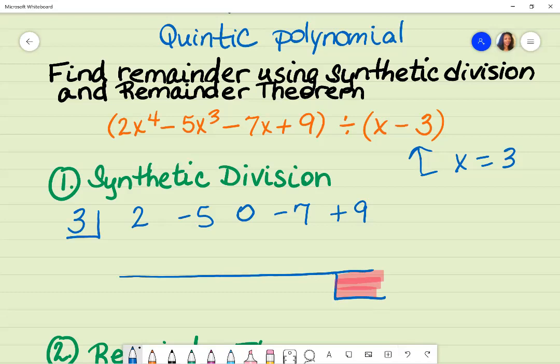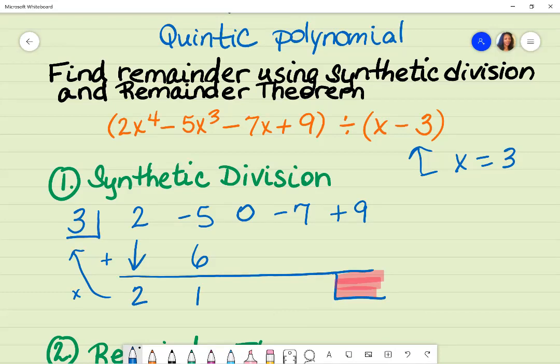The way you start the process is you take your leading coefficient and you bring it down. Everything that's below the line, you multiply it times your divisor. And everything that's above the line, you just add it down. So 2 times 3 is 6. And then you put your answer above the line. Now I'm going to just add down. Negative 5 plus 6 is 1.